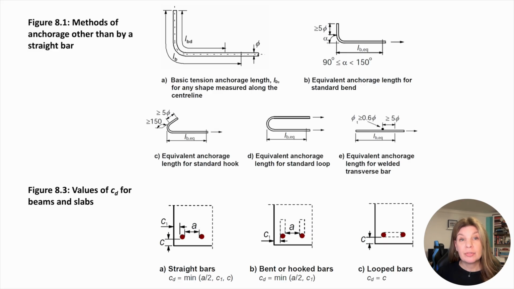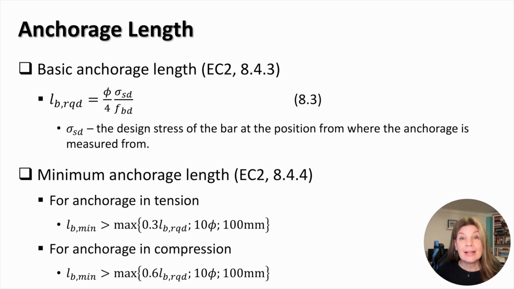For corner bars, the minimum cover is the smallest between the bottom and side covers. The basic anchorage length is calculated using equation 8.3 in Eurocode 2, depending on the diameter of the bar, the ultimate bond strength fbd, and the design stress of the bar at the position from where the anchorage is measured from.